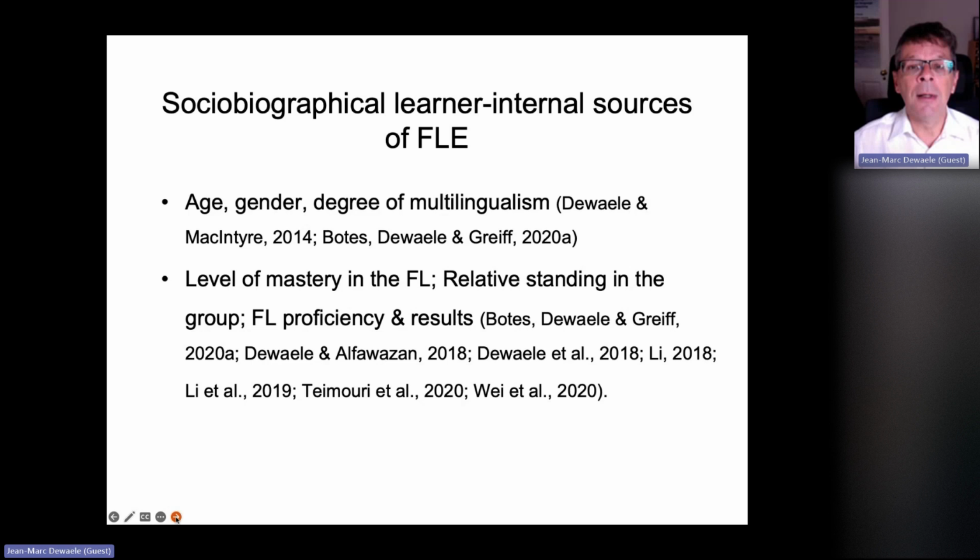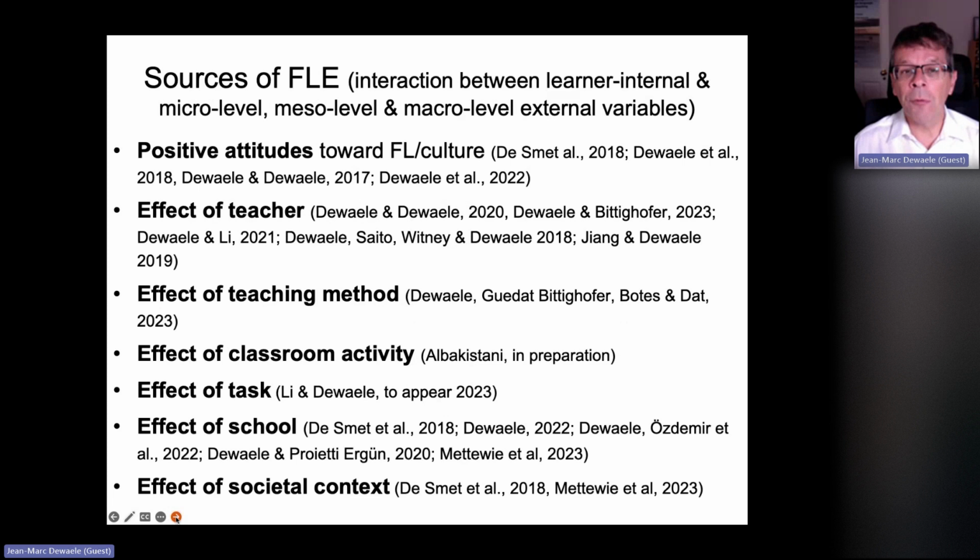And then sources of enjoyment could also be an interaction between learner internal variables at different levels and learner external variables. So if you have a positive attitude towards the foreign language or the foreign language culture, that's linked to more enjoyment. If you like that particular teacher, that might also be linked to high levels of enjoyment. It might depend on the teaching method, and I will be talking more about that in a minute. It might depend on some activities in the classroom that you enjoy. You might not enjoy doing a translation exercise or a grammar exercise, but you might love talking, or vice versa. It depends on the kind of specific task that you're doing.